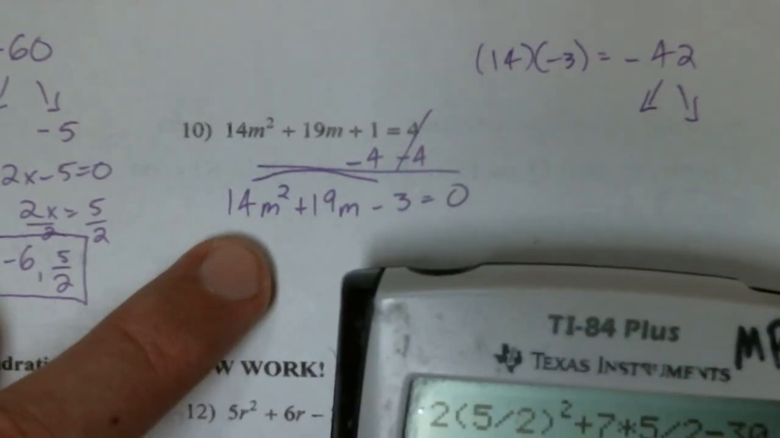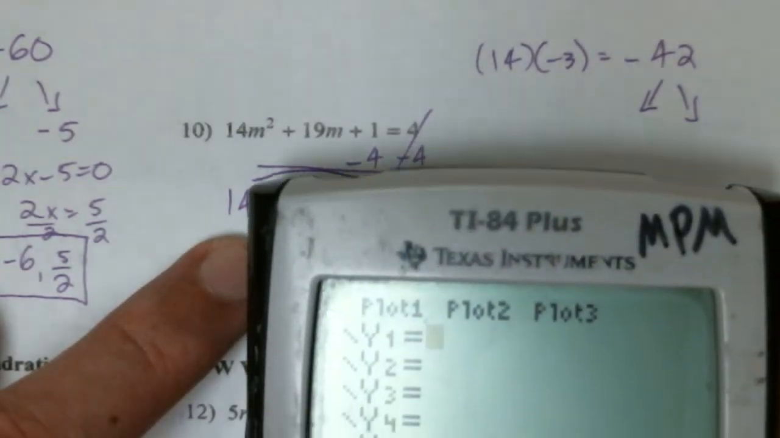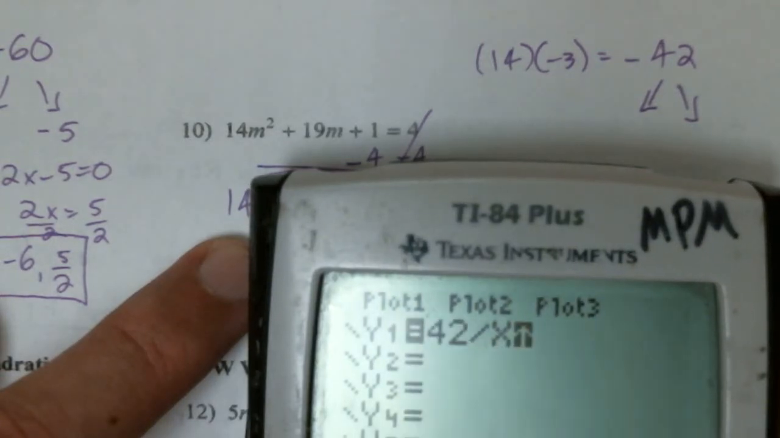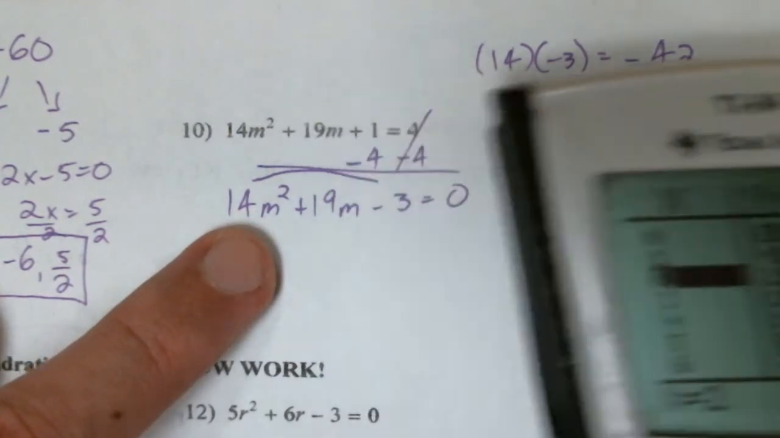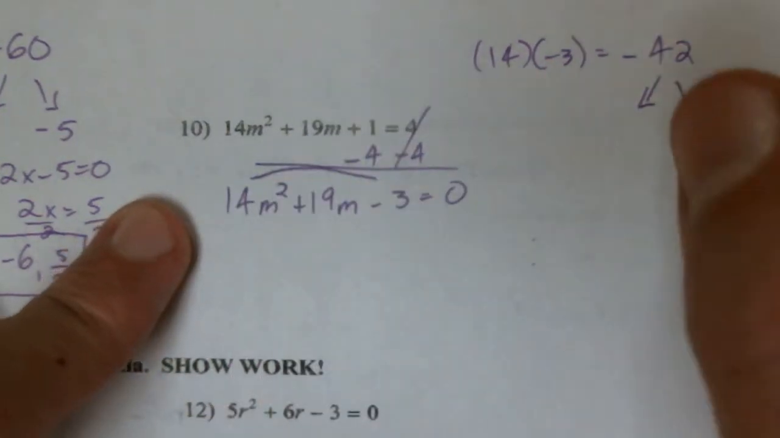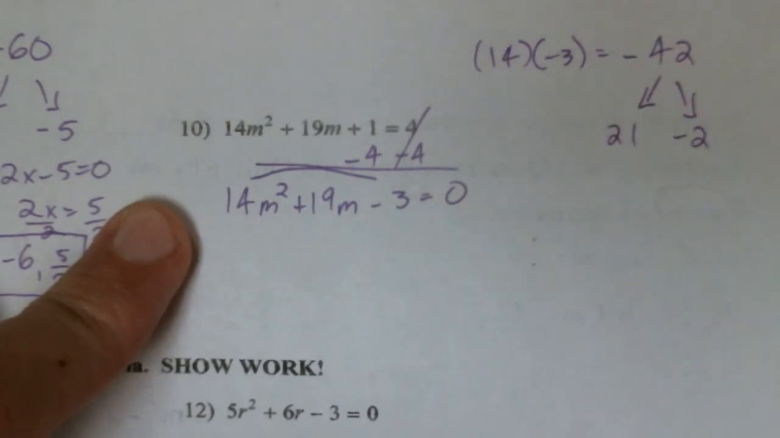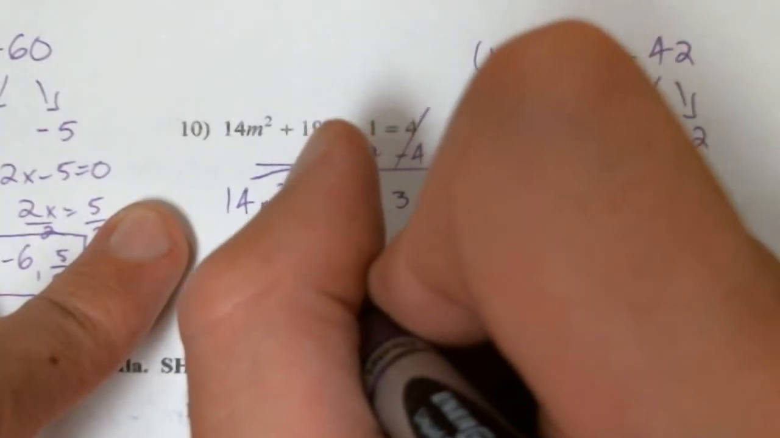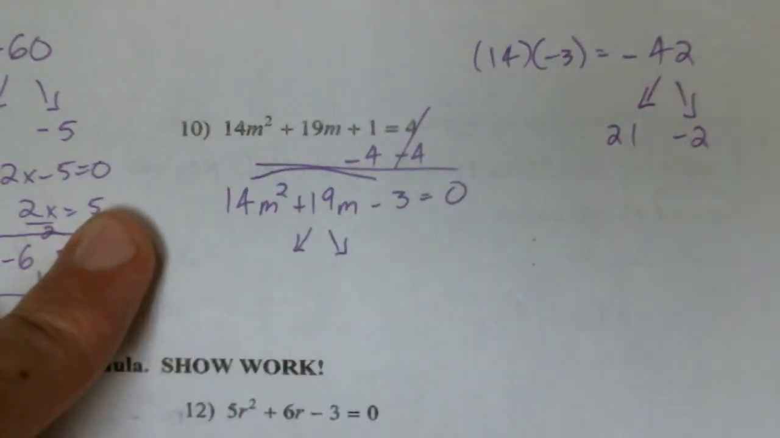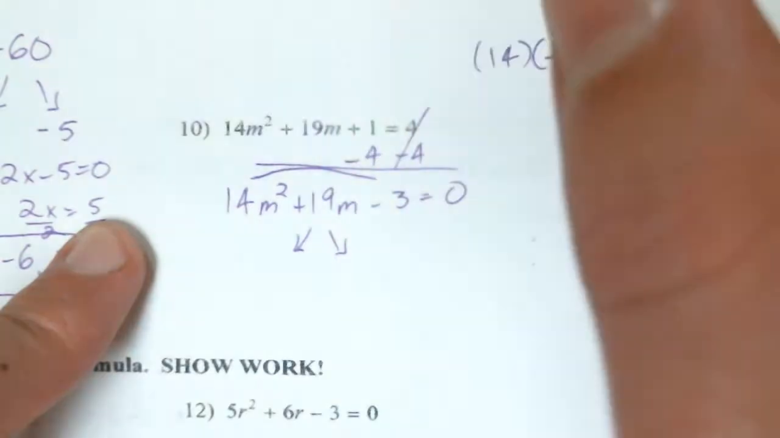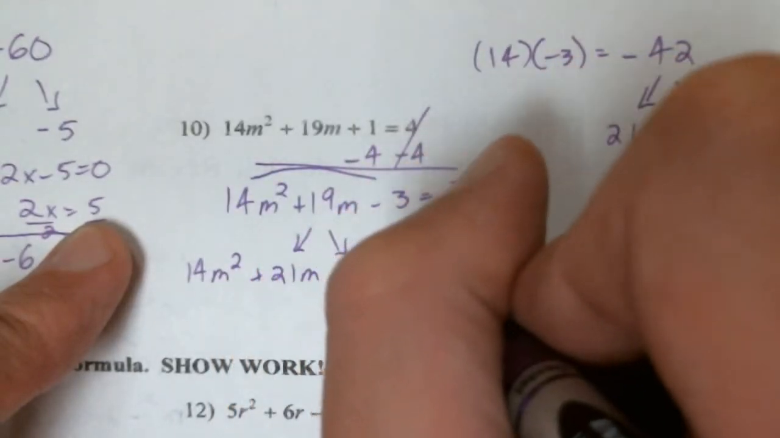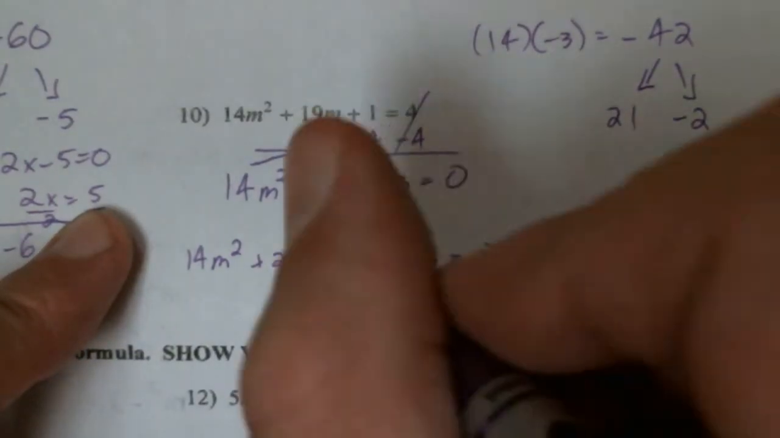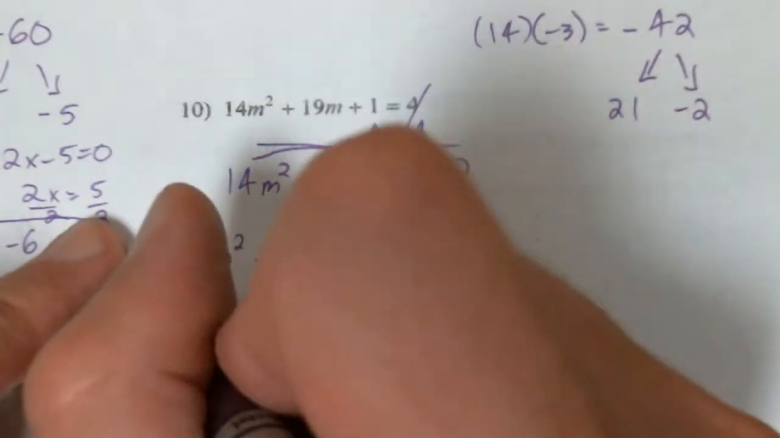Okay, so once again, if you're not good at doing those numbers in your head quickly, 42 divided by x, second table. I'm looking for numbers that are 19 apart. There it is right there, 2 and 21. Since that term is positive, that's going to be a positive 21, and then the negative 2. So let's split this. I'm going to match up the 21 with a 14, both divisible by 7. All right, so I got 14m squared plus 21m minus 2m minus 3 equals 0. Draw my curtain. I can pull out 7m.